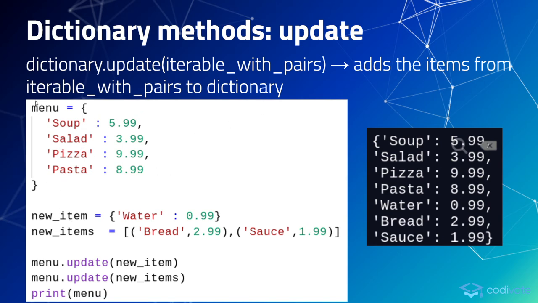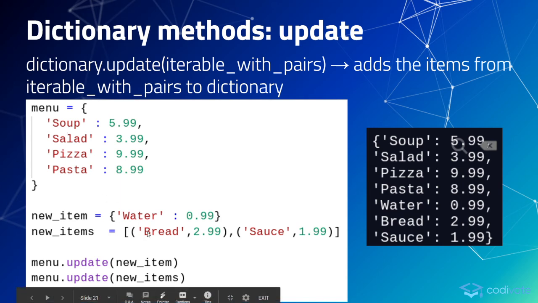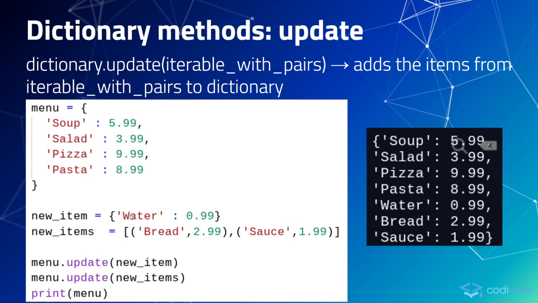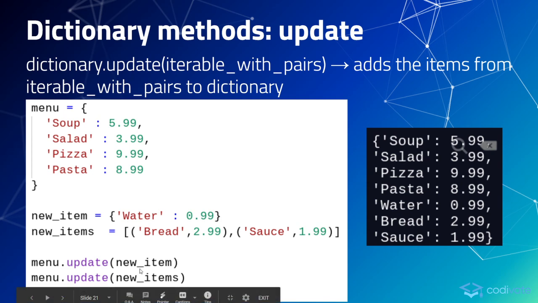So for example, let's say we have a menu dictionary and we wanted to add a new item to it. Instead of rewriting the entire dictionary with the new item, what we could do is just simply create a variable and assign to it a small dictionary here, which has one key, water, and one value, 0.99, and we can call menu.update with the new item. What this will do is add this item as a key value pair into our menu dictionary.